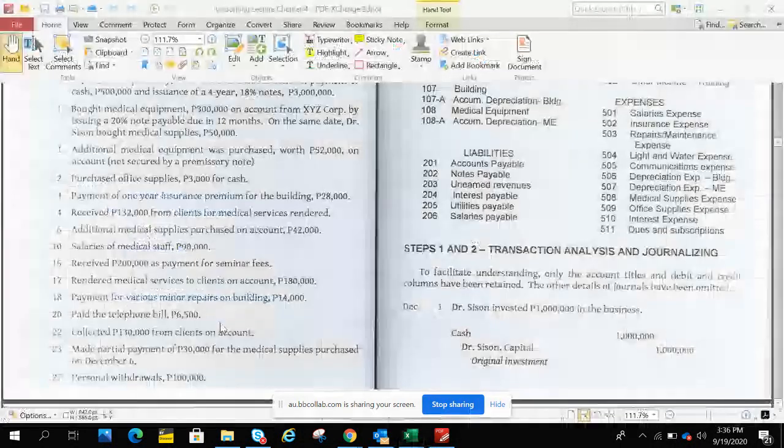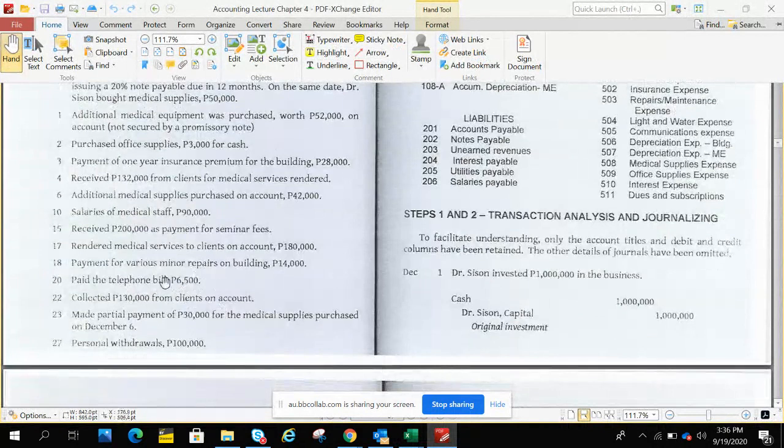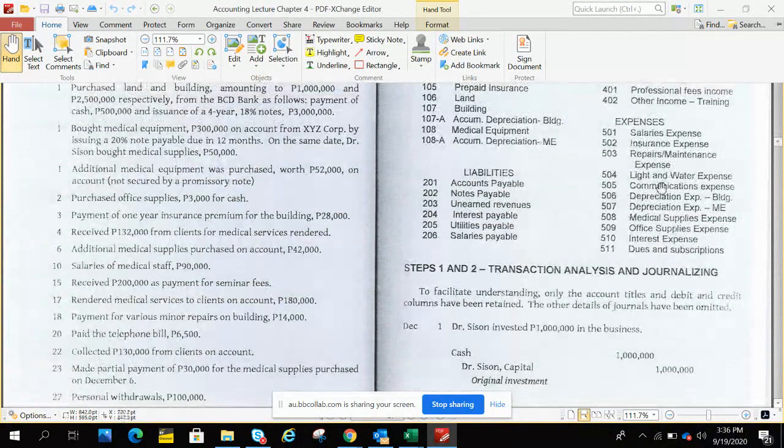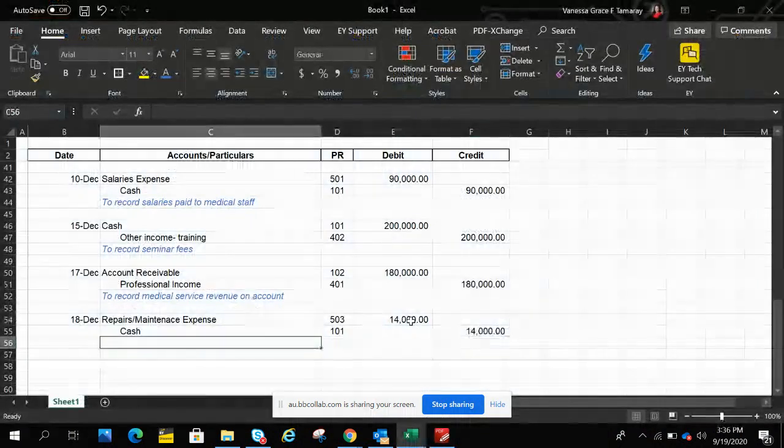14,000 pesos. The next, paid telephone bill. Paid telephone bill. So, may cash na naman tayo. Credit cash. Ulit kaya natin. Telephone bill o utility expense. Utility expense is debit. Because that is an expense. Meron ba tayong utility? Wala. Communication expense. Kasi telephone ito. So, 505. Okay? Meron tayo.